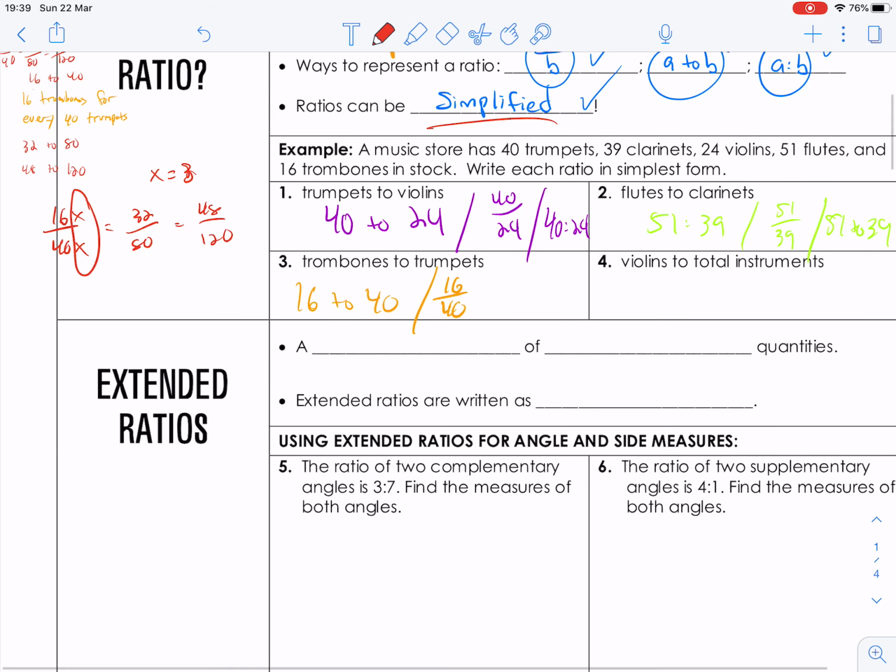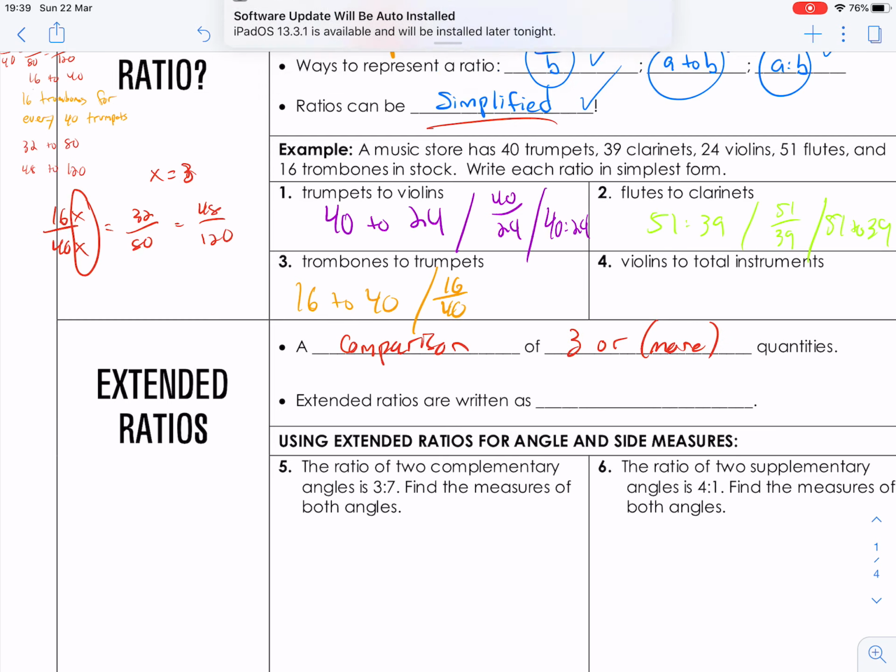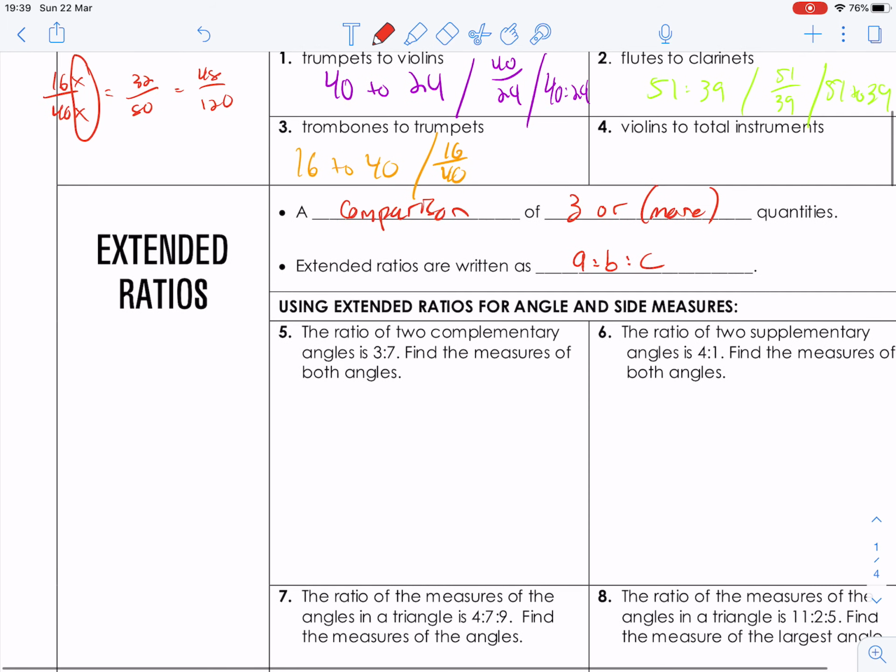So let's write. An extended ratio is a comparison of 3 or more quantities. We write those this way. We don't write those in any other way, or I haven't seen them anywhere. They probably can be written other ways. So, for example, number 5: the ratio of 2 complementary angles is 3 to 7. Find the measures of both angles.